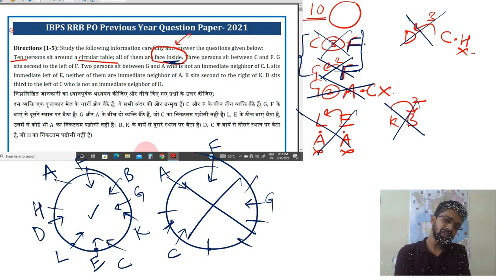So in the real exam you can solve this simple puzzle in maximum 2.5 to 3 minutes after writing the notations.